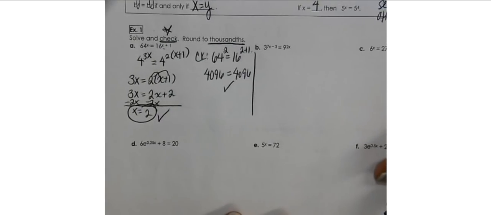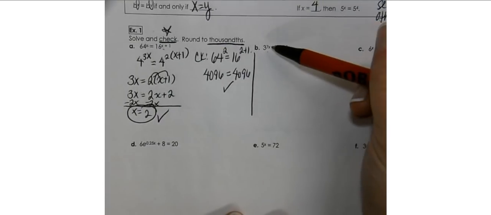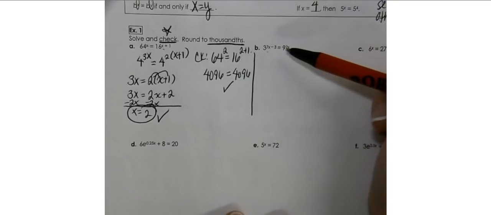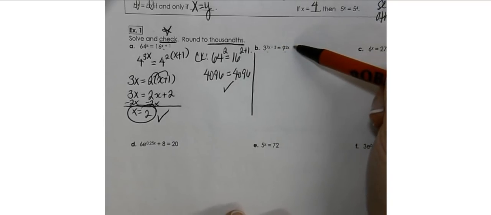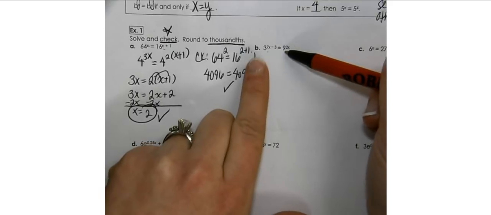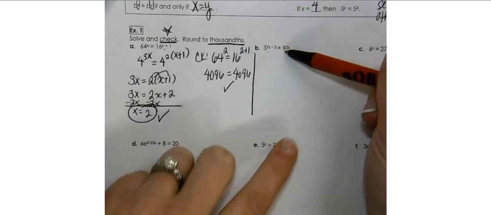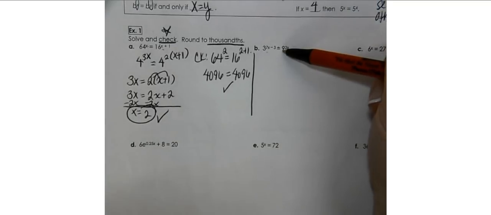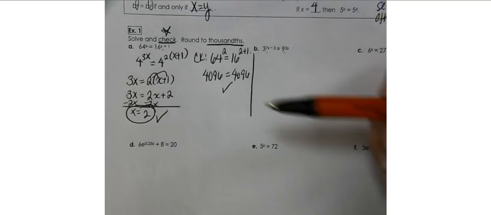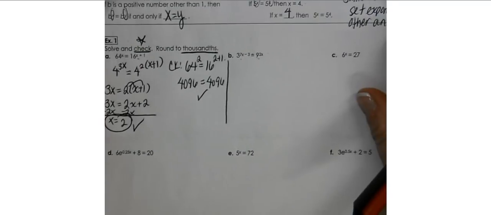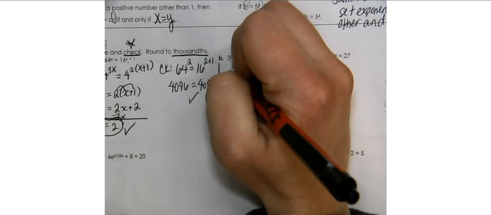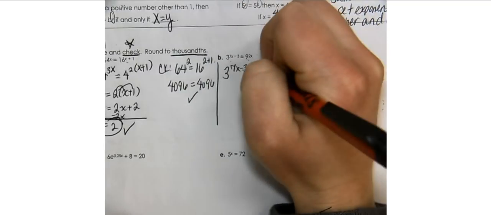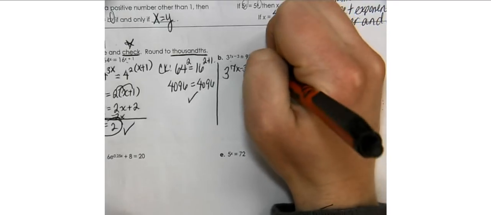For letter B, we have 3 to the 7x minus 3 power and 9 to the 2x power. I know that 3 and 9 are related because 9 is 3 squared. So I can change this 9 to have the same base as the other side. I can change it to being 3 squared. So I'm going to write this as 3 to the 7x minus 3 power is equal to, I'm going to rewrite 9 as 3 squared, and I'm going to multiply it by 2x.